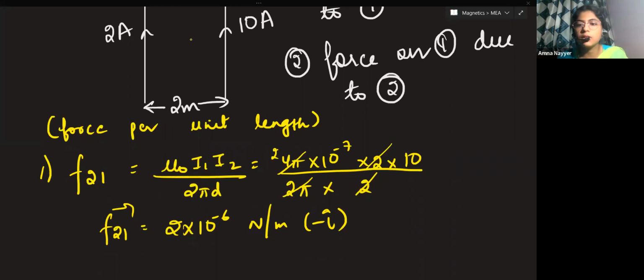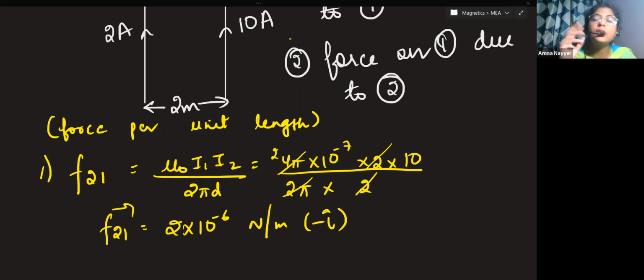Okay. Sorry. See, Khalid, your answer is right. Magnitude is right. Here, 2 into 10 to the power minus 6, you have written. Both the conductors are getting attracted. Reason is that 10 ampere is moving upwards, 2 ampere is moving upwards. Both the currents are in the same direction, so they will attract each other.